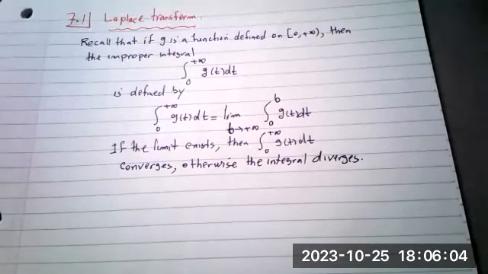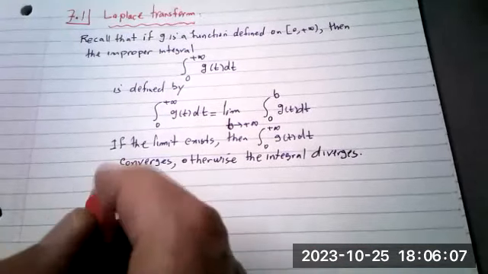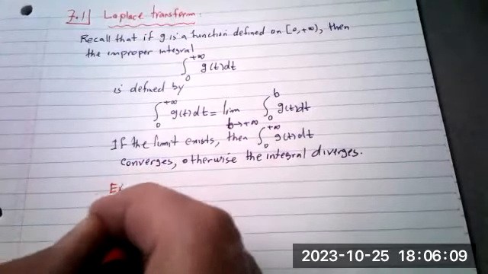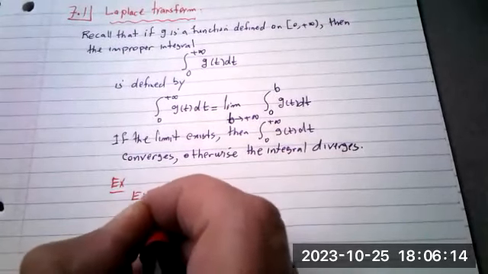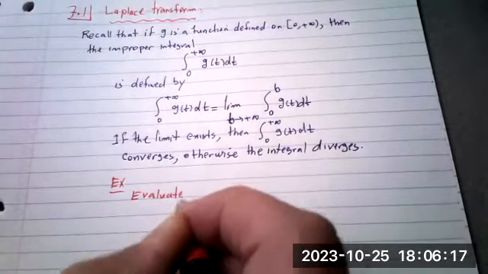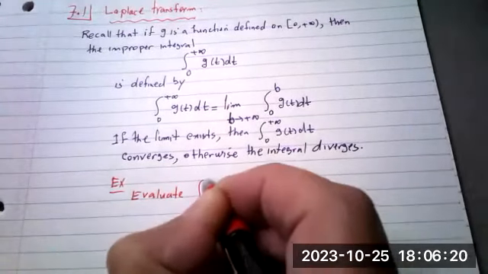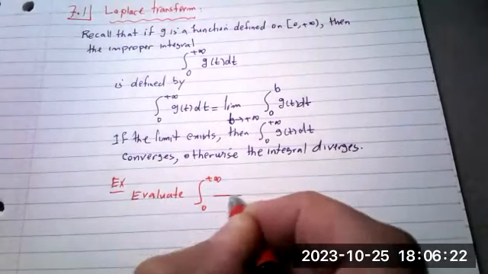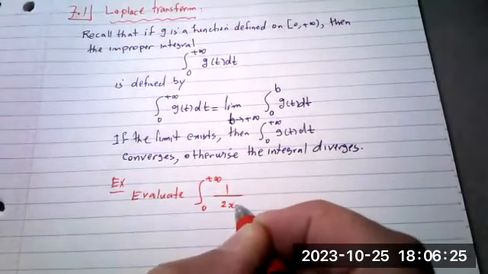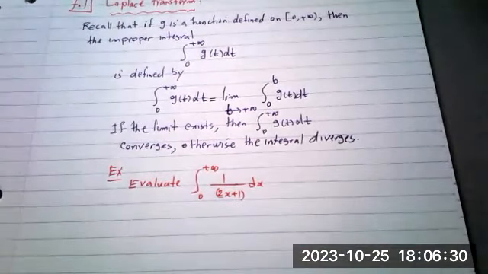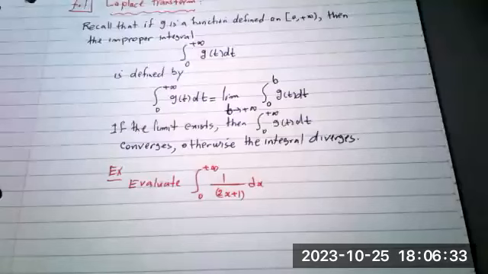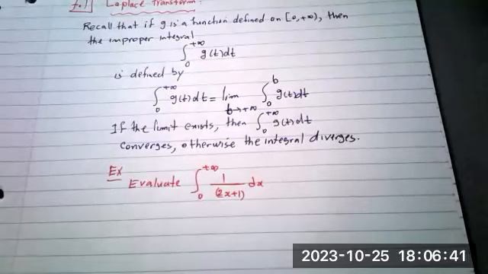You may get a convergent or a divergent integral. Let me quickly give you one example just to remind you how we're going to do it. Say we want to evaluate the integral from 0 to positive infinity of 1 over 2x plus 1 dx. Just apply the definition and change the infinity into something like b or t, it doesn't matter.